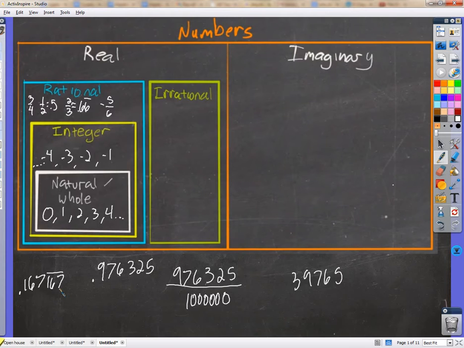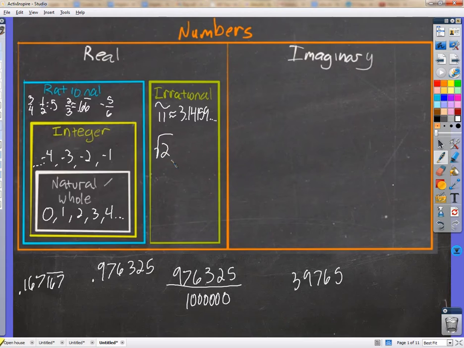Pi! Yeah, very good. Pi is an irrational number. It is 3.14159. That's all I know. And it just goes on forever. Doesn't have any distinguishable pattern, not that we know of anyway. And it just goes on forever and ever and ever. It's irrational.